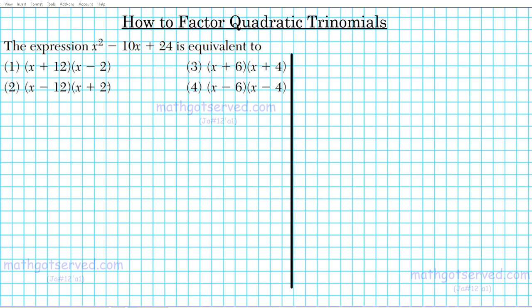In this clip, we're going to be going over how to factor quadratic expressions. To be specific, we're going to be looking at quadratic trinomials. All right. So the question reads: the expression x squared minus 10x plus 24 is equivalent to. So we have four options here. We're going to be solving this problem in two different ways.